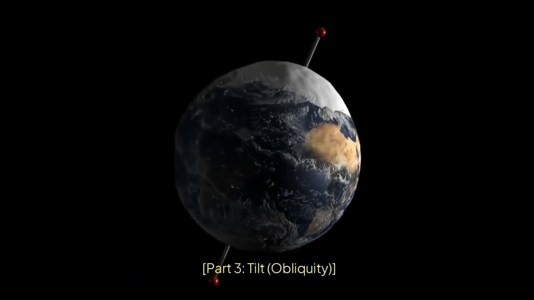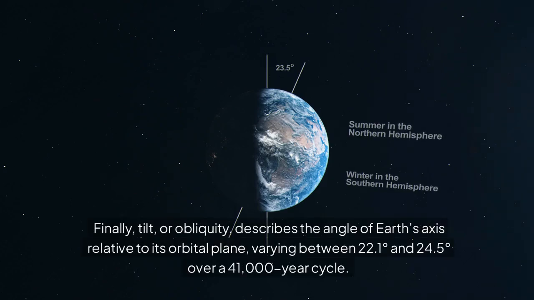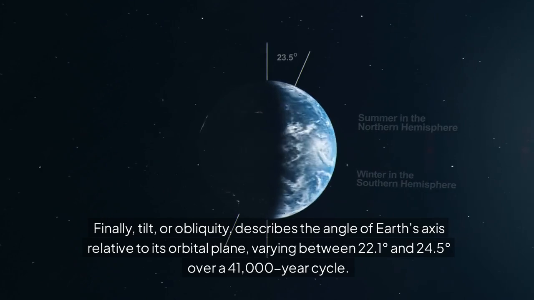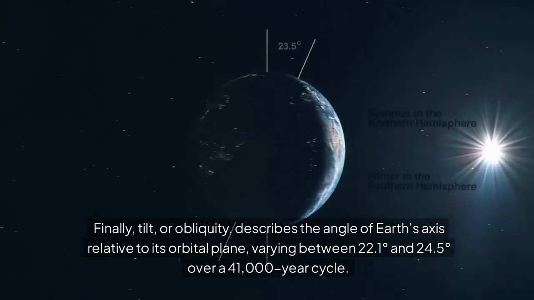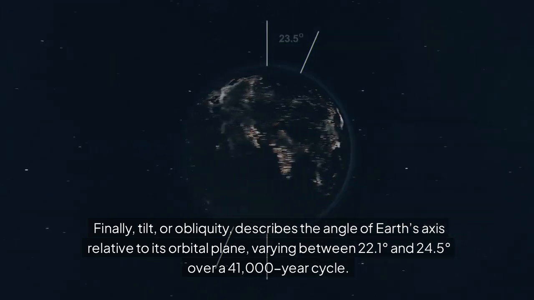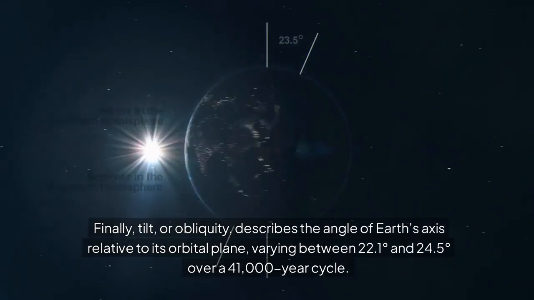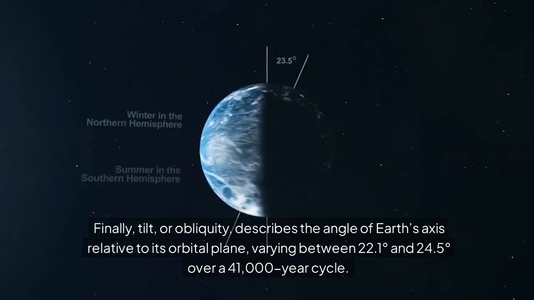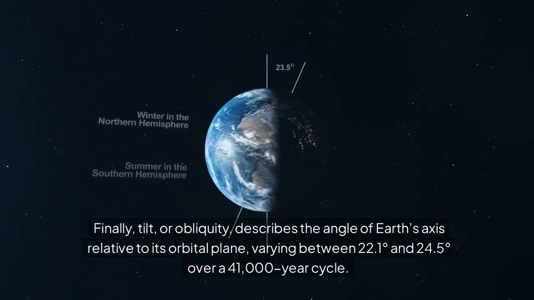Tilt, otherwise known as obliquity. Tilt, or obliquity, describes the angle of the Earth's axis relative to its orbital plane. This can vary between 22.1 and 24.5 degrees over a 41,000 year cycle. At the moment, Earth is around 23.5 degrees.